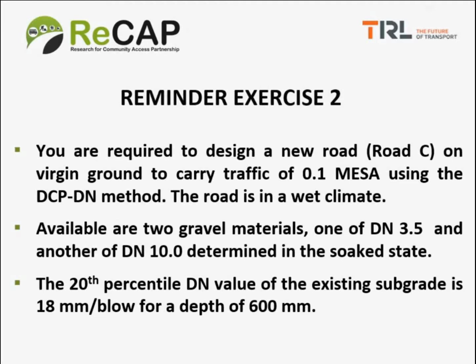A reminder of exercise 2. We are going to design a new road, road C, on virgin ground to carry 0.1 million equivalent standard axles using the DCP-DN method. The road is in a wet climatic area. The available gravels, one has a DN of 3.5 and another a DN of 10, determined in the soaked state, which is what we need to do for that particular climate. The 20th percentile DN value of the existing subgrade is 18 millimeters per blow, up to a depth of 600 millimeters.